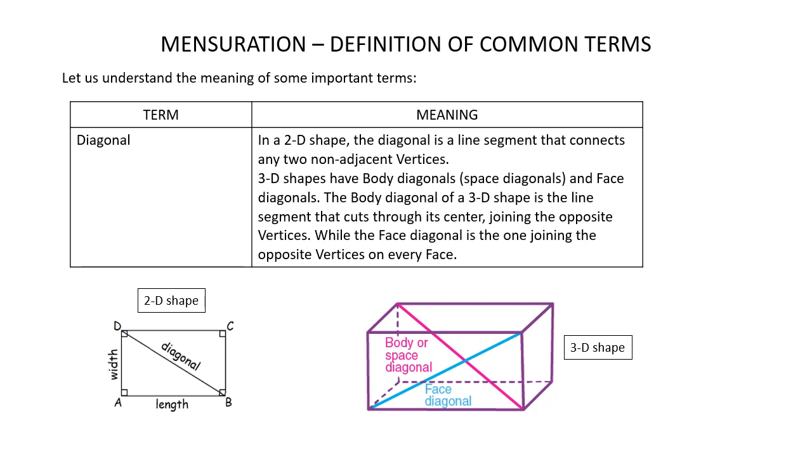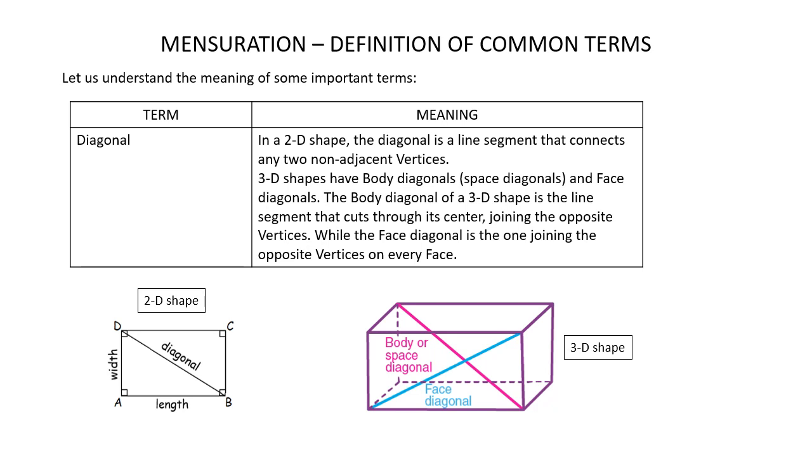Similarly, C and A are the non-adjacent vertices. So a line connecting these two vertices is also a diagonal. Hope you understood the meaning of a diagonal for a 2D shape. Now look at this cuboid, which is a 3D shape. Now in a 3D shape there are two types of diagonals: body diagonal and face diagonal. Let's look at the body diagonals first.